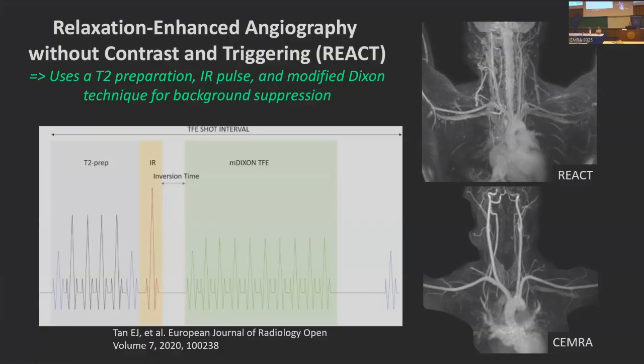Now, one of the more recent developments is the relaxation enhanced angiography without contrast and triggering, or REACT technique. This is a method that requires a very effective background suppression using a T2 preparation and inversion pulse, and it uses a Dixon technique to suppress the fat signal.